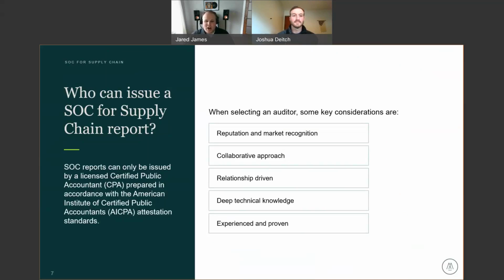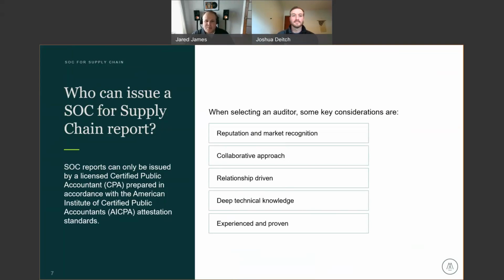Now, when you're selecting an auditor to help you get through a SOC examination, it's important to think about the reputation and market recognition of that service auditor. This can be an important thing as you are looking to issue a SOC report. There could be instances where, if you have a SOC report done by maybe a disreputable vendor, those organizations that are consuming that report might question it, and they might have additional requests for information based on the reputability of that service auditor being used.